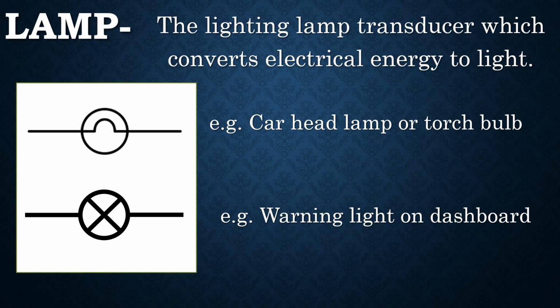Next is the lamp. The lighting lamp is a transducer which converts electrical energy to light. So this is the electrical symbol of a car headlamp or torch bulb, and the other one is the example of a warning light on a dashboard.